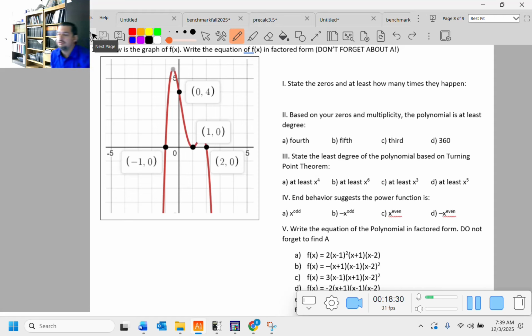I'm going to stop here. Almost done, though.